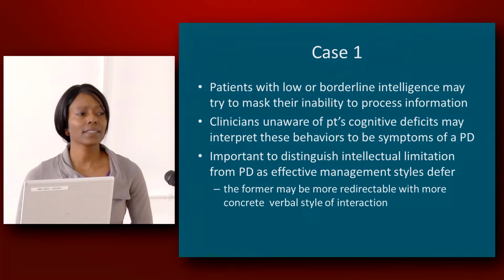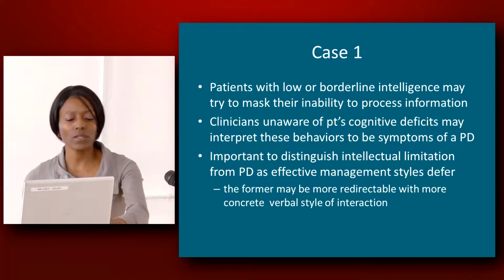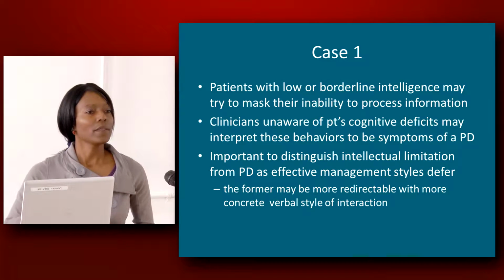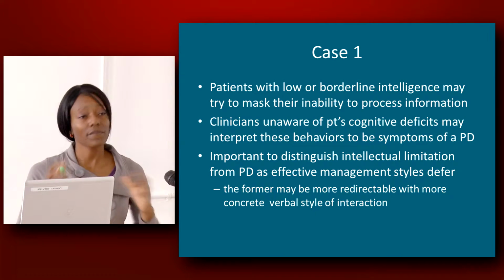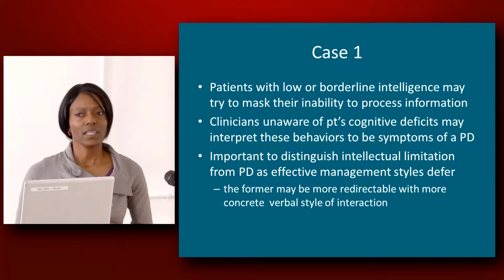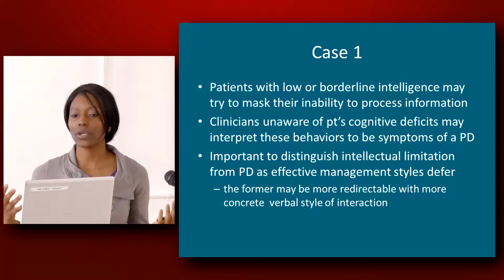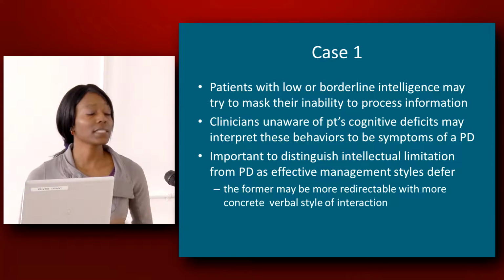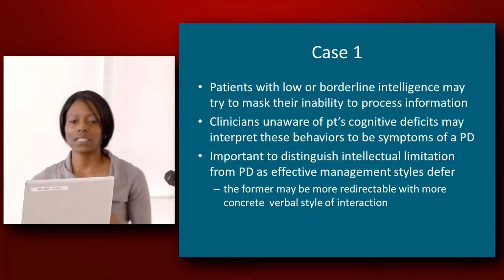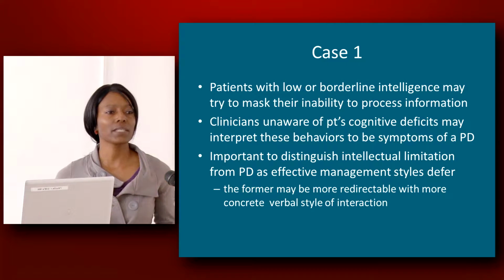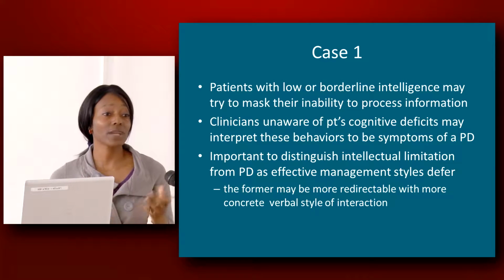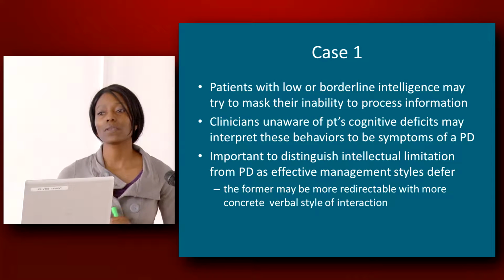Ryan has borderline intelligence, and people with lower borderline intelligence frequently try and mask their inability to process information. They're intelligent enough to recognize that they function somewhat differently than the average person, and so they go to great lengths to obscure that, which can cause a lot of confusion, because as clinicians, if we're not aware, we might assume that here's this person with this very difficult personality. This is all stemming from a personality disorder. But it's really important to be able to distinguish, because the management's somewhat different. People with borderline intelligence actually do quite well and are redirectable when very simple, concrete redirection is given. That same thing is not observed with people with personality disorders.